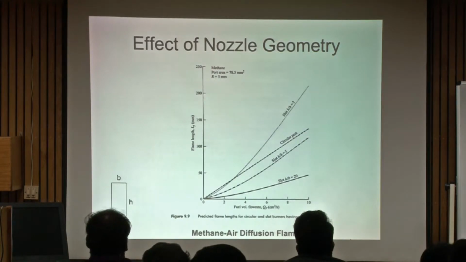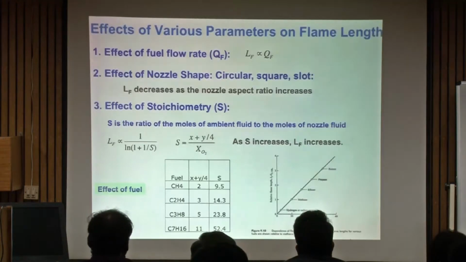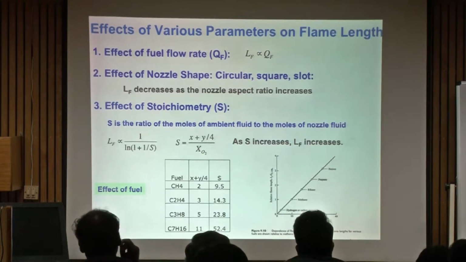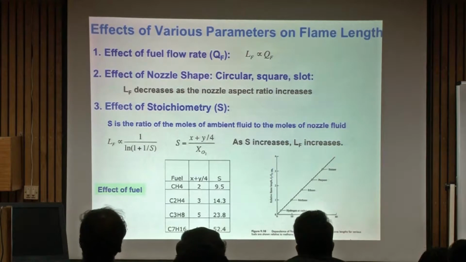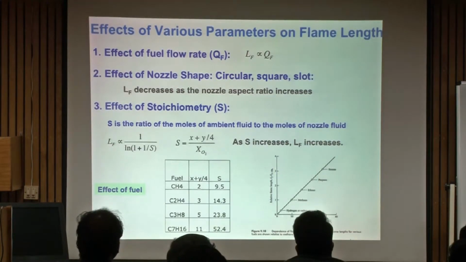And in Turns' book, there are equations, also correlations, for square jets and rectangular jets. If you want to look at those equations, the correlations. Now look at the effect of various other parameters: the nozzle shape, and the effect of flow rate, that we know already.